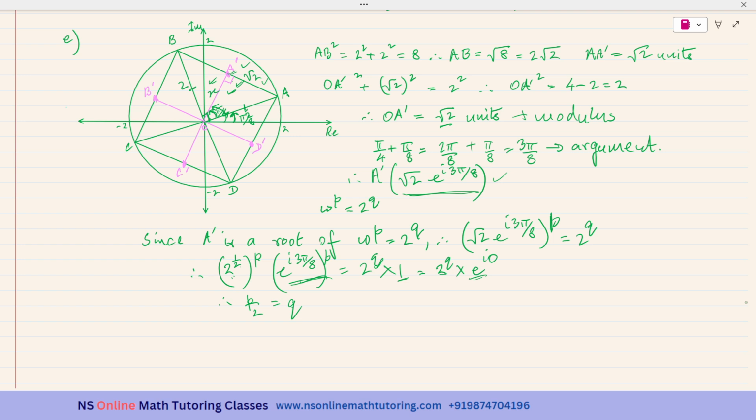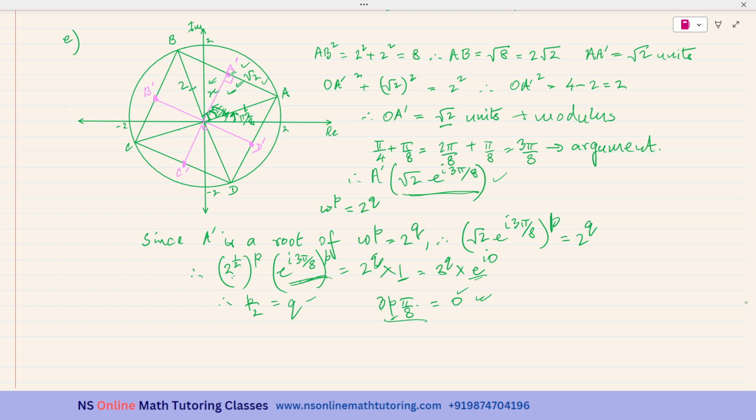what am I having? I'm not taking the i. So it is 3p pi over 8 equals 0. From this equation, are you getting a positive integer value of p? You are getting the value of p as 0, because 3 is not equal to 0 and pi over 8 is not equal to 0. But 3p pi over 8 equals 0, therefore p has to be equal to 0. But p is a positive integer, so p cannot be equal to 0. If p is 0, q will also be equal to 0.